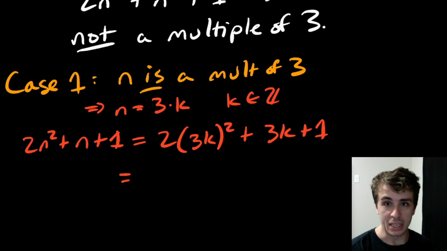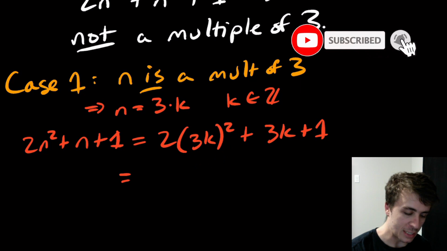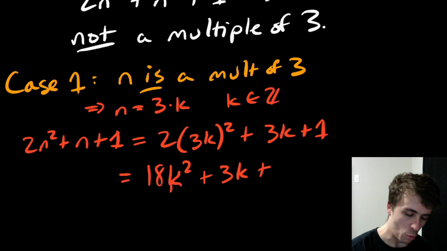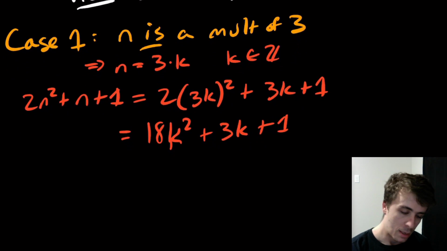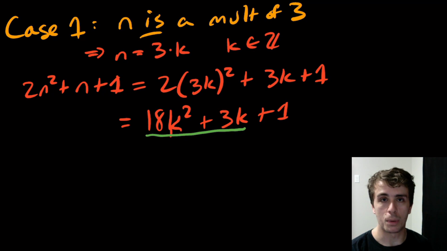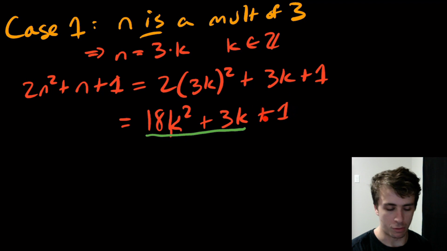So then what do we see here? The 3 here is going to get squared, so that's 9, times 2 out front gives us 18k squared, plus we still have the 3k and the 1 out here. But what do we notice here? This part right here, I'm going to underline it, is all a multiple of 3. But notice that this plus 1 is not a multiple of 3.